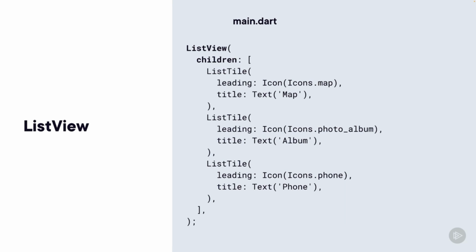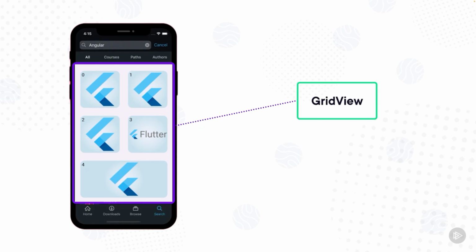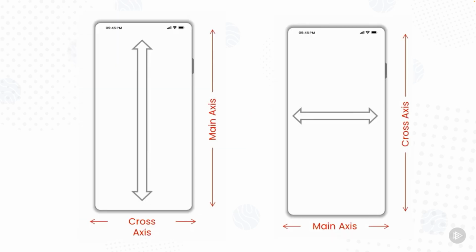At its simplest, you can just pass a list of children and it handles the rest. Often, you'll need to display a large number of items dynamically. This is where List View Builder shines. It efficiently creates items as they scroll into view, helping to conserve memory and improve performance. When dealing with items that need to be displayed in a grid, like photos or product listings, Grid View is the go-to widget. Both Grid View and List View can scroll in two directions, horizontally and vertically.